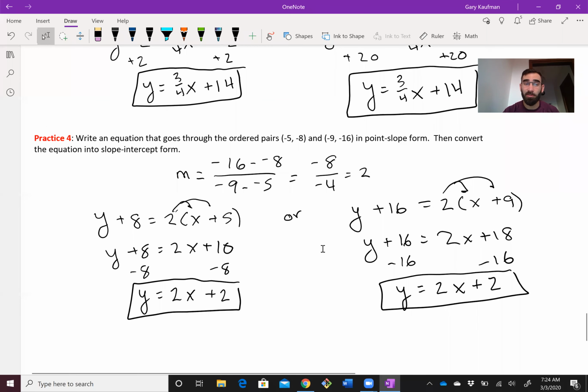So here is the answer to practice problem 4. Notice again, I did both cases. You don't have to do both cases. I'm just doing it so if you did it one way or the other way, you can follow your work. But in both cases, they both resulted in the same, meaning that our y-intercept is (0, 2).